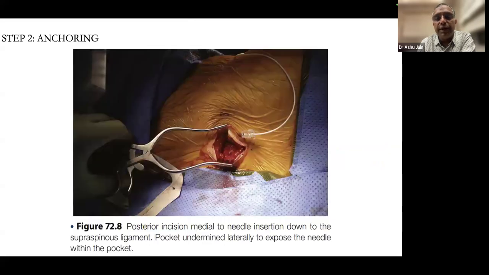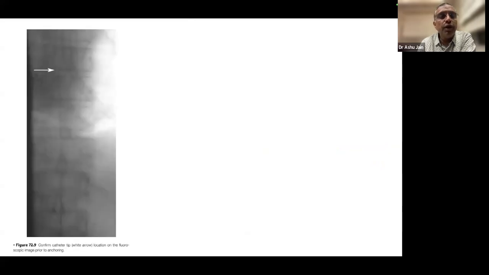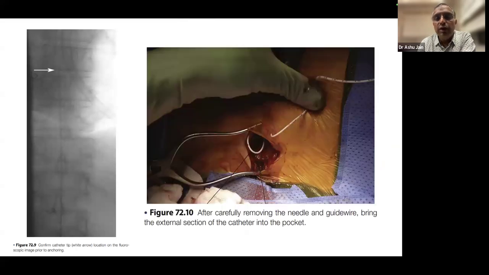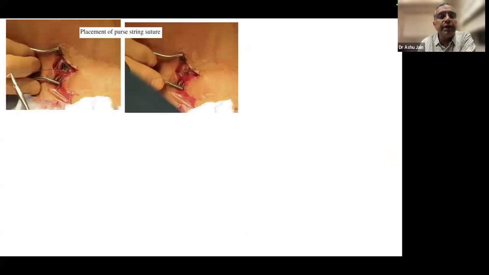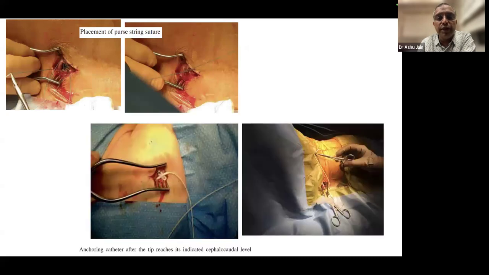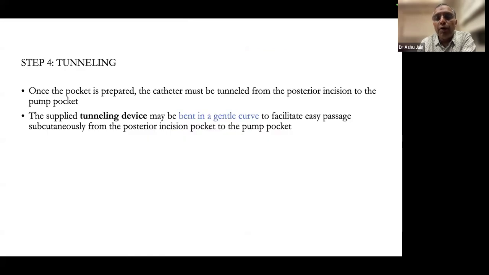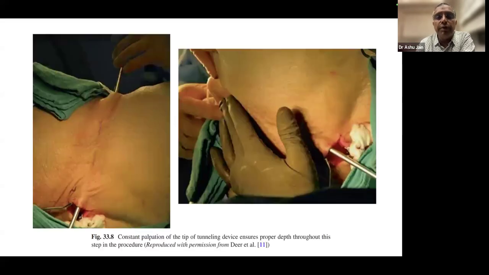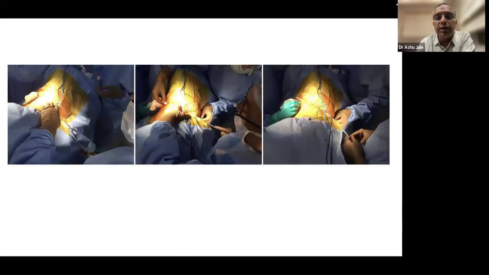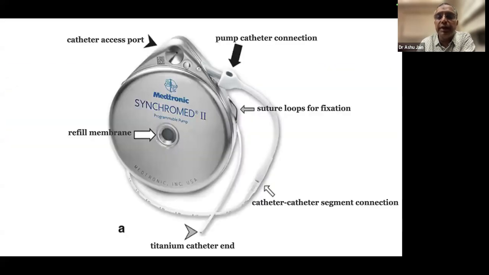So we have already explained all the steps in this video: how to fix a butterfly, making a pocket. Your pocket should be around 4 fingers wide, and the depth is from the tip of the finger to the base of the finger. That should be okay. And then I'll explain about the pump. Then this is tunneling, and this is how we have explained everything.